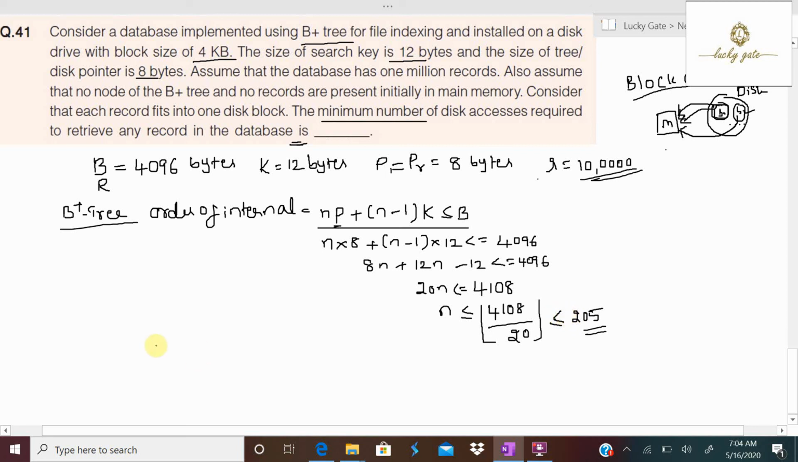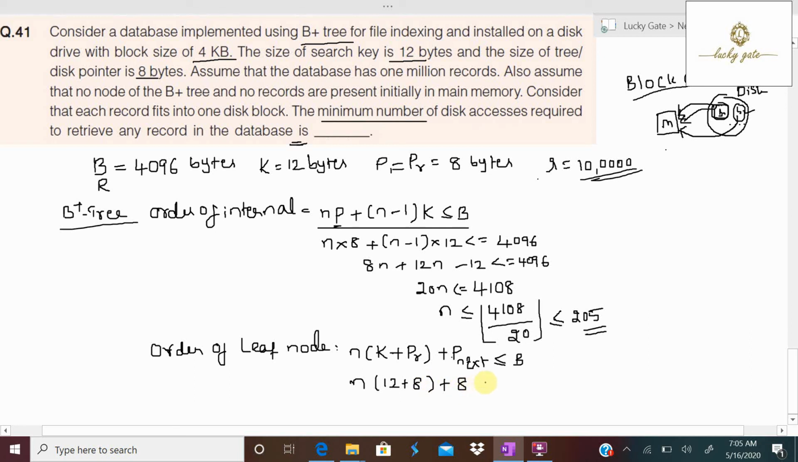We also need to find the order of the leaf node. A B+ tree leaf node contains n index records. Each index record contains a key and record pointer pair, and it also contains one block pointer, which we call P next, and the total should be less than or equal to the block size. Now if n index records are there, each key is 12 bytes and each record pointer is 8 bytes, plus a block pointer, again 8 bytes, less than or equal to the block size 4096.